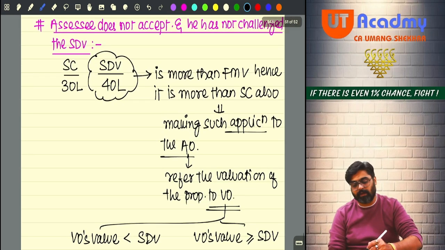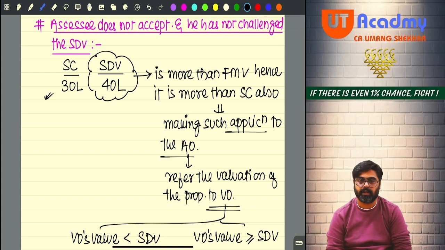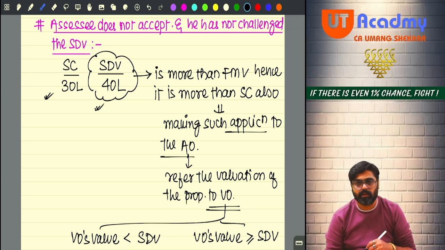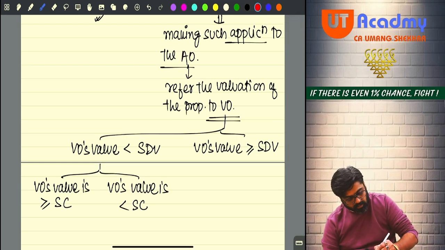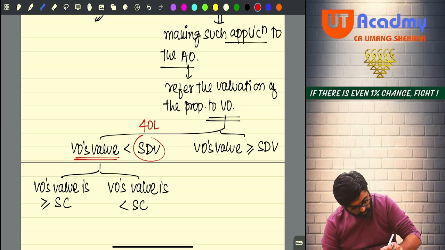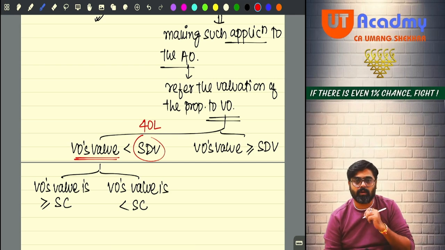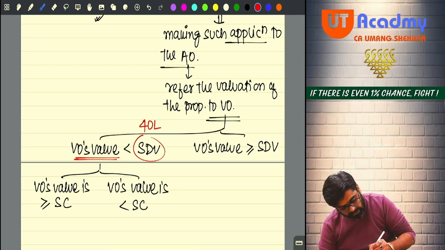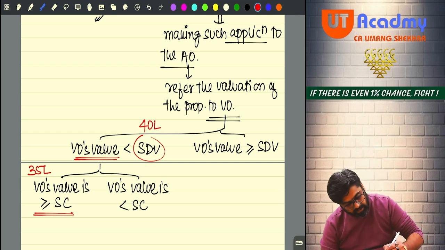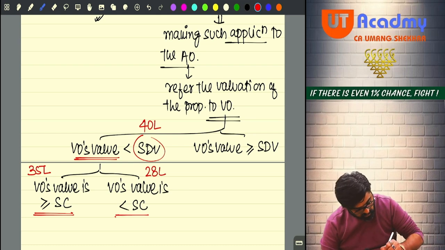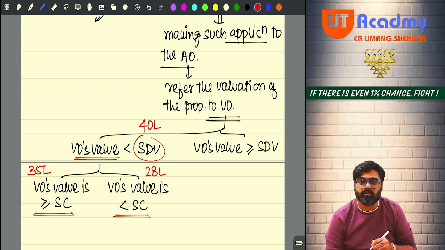Now pay attention. In our example, what is the sale consideration? 30. What is the stamp duty value? 40. Here we are saying that VO's value is less than stamp duty value. So can I say VO's value is less than 40 lakhs? Less than 40 lakhs, it can be 35 lakhs because it is higher than sale consideration. Yes or no? Or VO's value can be 28 lakhs also, less than sale consideration. Possible or not?